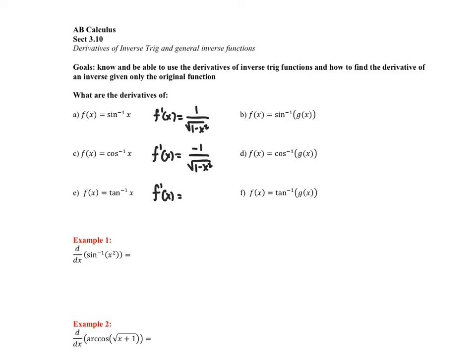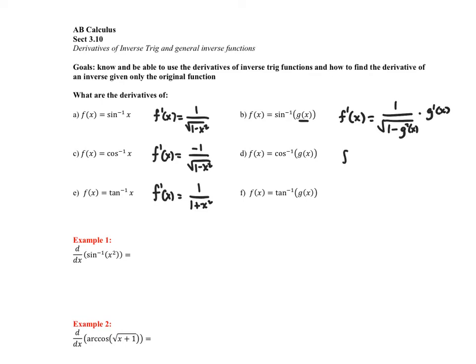Arctangent is 1 over 1 plus x squared. Now, what do you do if you've got a chain rule going on? You can see in parts B, D, and F. What do I do if I've got the inverse sine of g of x? Well, the derivative of f of x in that case would be 1 over the square root of 1 minus g of x squared, times the derivative of g of x.